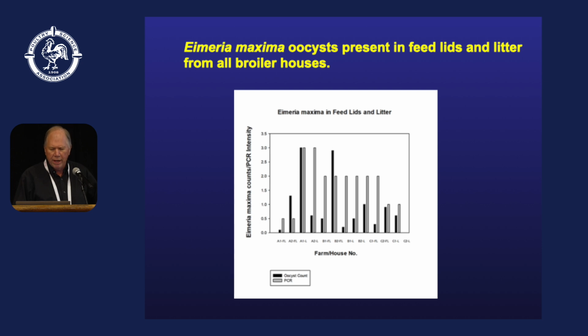And what we indeed found was that Eimeria maxima oocysts were present in the feed lids and the litter from all the broiler houses. We corroborated this with PCR and oocyst counts. So the dark is the oocyst counts. And these are essentially 2 houses on 3 farms, either feed lids or litter. But the bottom line is that we found Eimeria maxima oocysts virtually present in all the feed lids and in the adjoining litter.